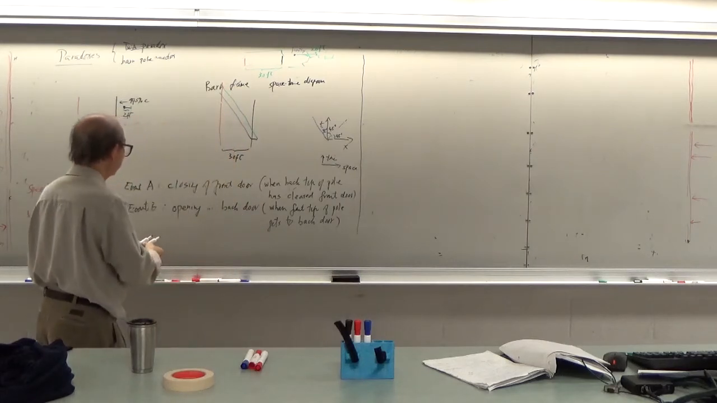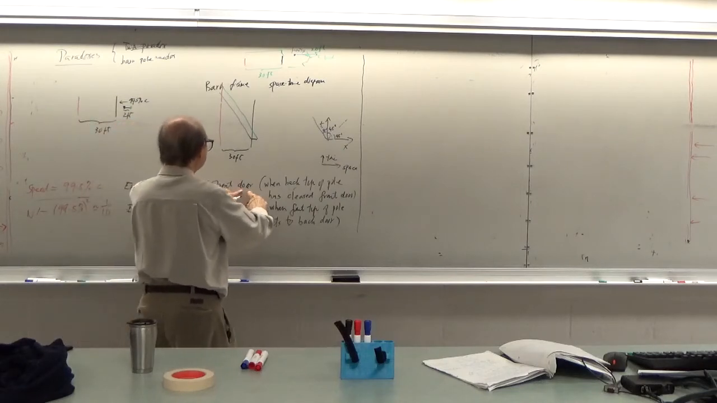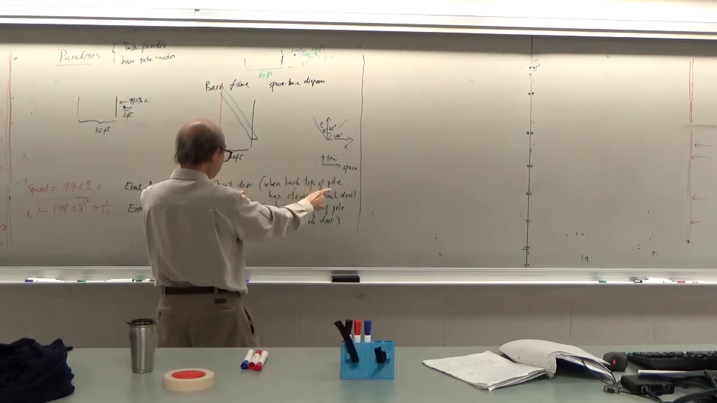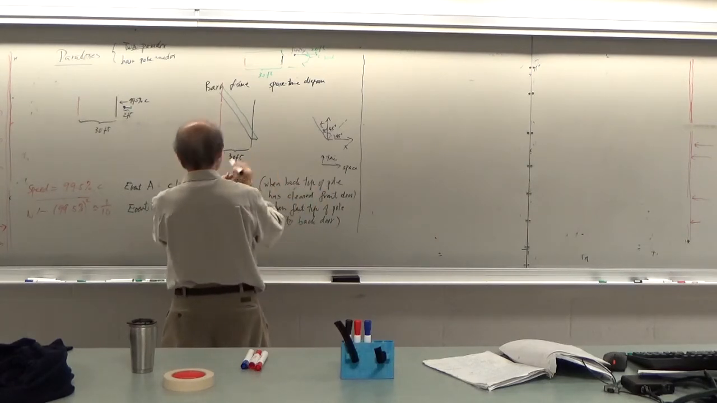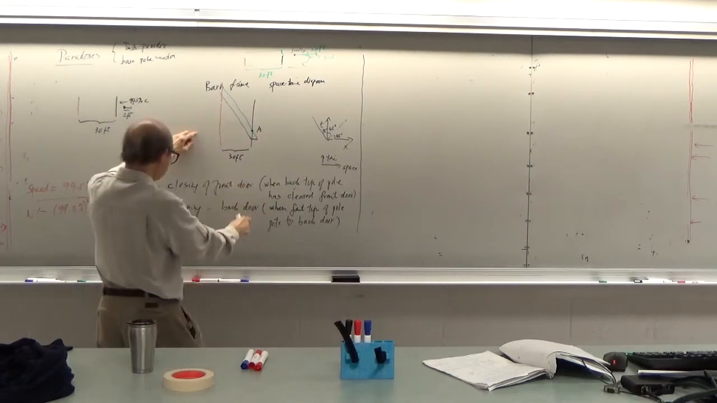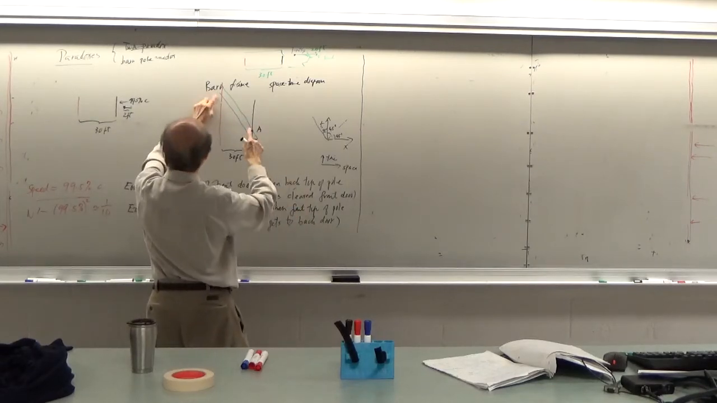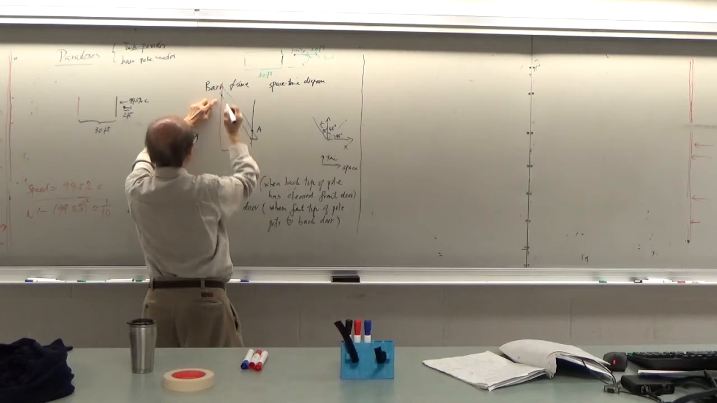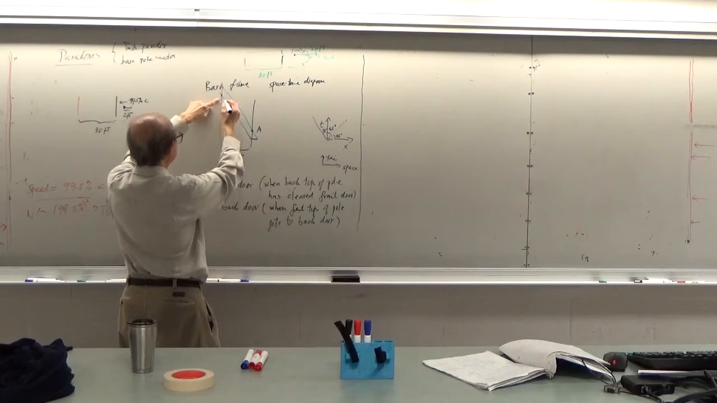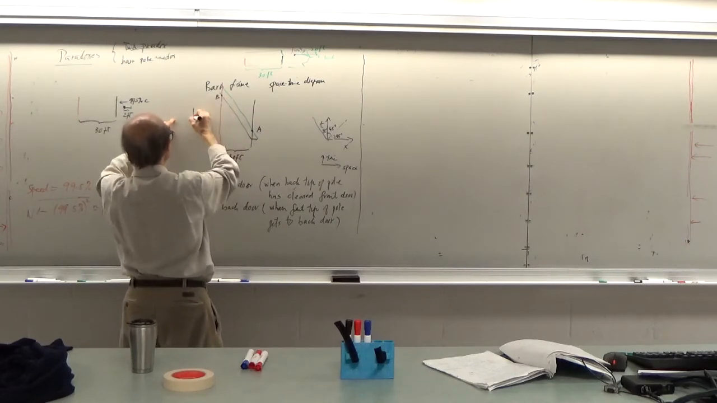So there are two events that we're interested in. Event A is the closing of the front door. The front door is here. It closes when the back tip of the pole is clear. So this is event A. And the second event, event B, is when the front tip gets to the back door. It corresponds to the intersection of the blue line and the red line.